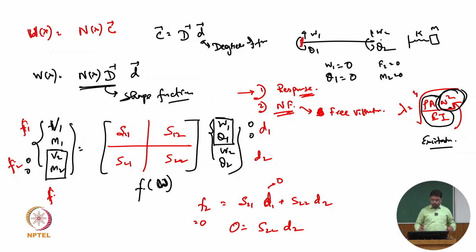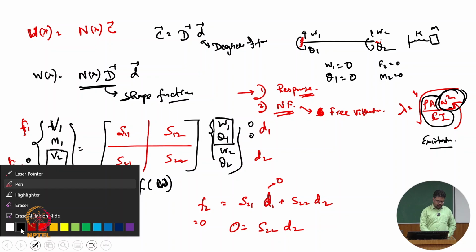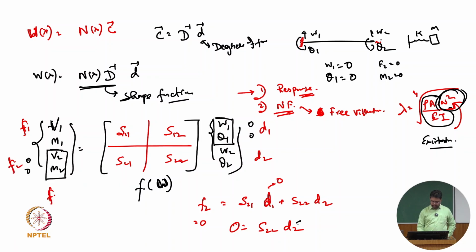Now we know that D2 is not 0, because D2 is this side. This has a displacement, this has a rotation, so that is not 0. That means that end can move. So what should be 0? That is not 0. So my S22 should be equal to 0. And S22 contains what? That is containing the omega. So this is a function of omega.